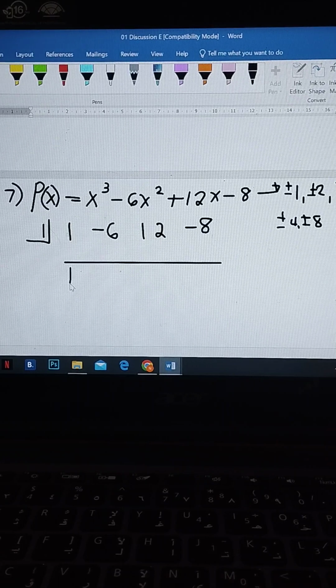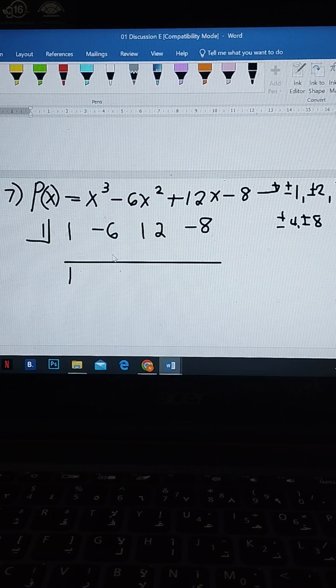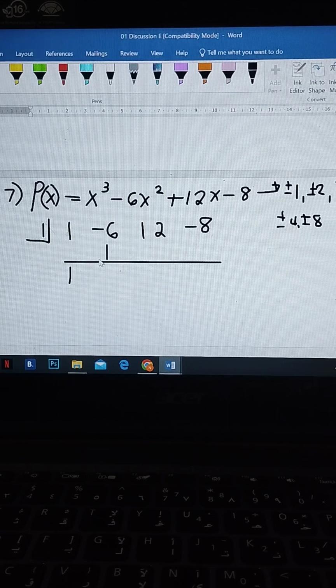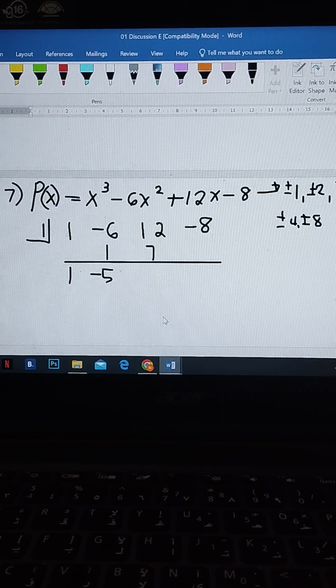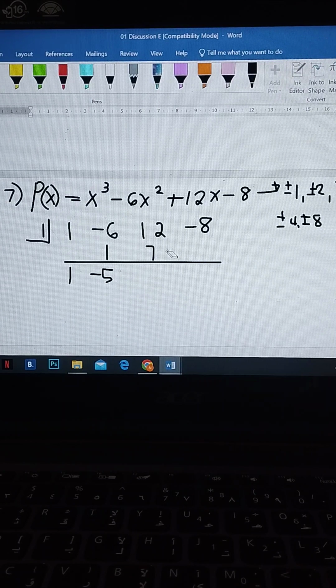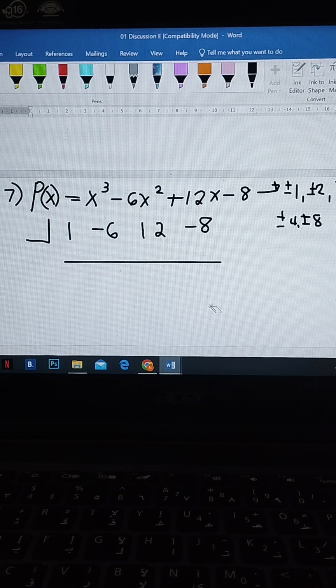So we bring down 1. 1 times 1 is equal to 1. Negative 6 plus 1 is negative 5. Negative 5 times 1 is negative 5, and 12 plus negative 5 is equal to 7. Okay, so since 7 times 1 is 7, there is a remainder. So it's not factorable, because once a certain binomial is a factor, the remainder must be equal to 0.